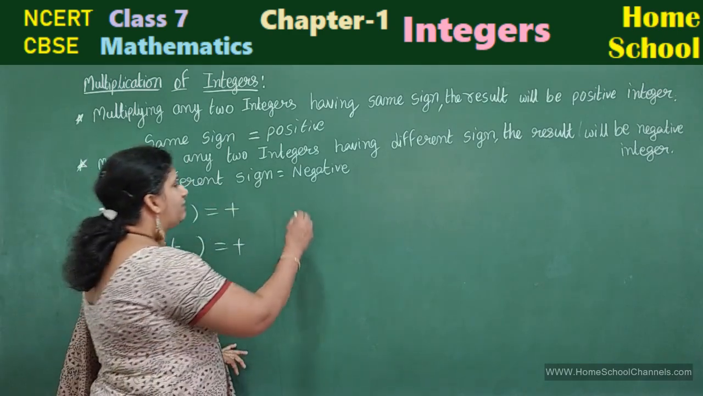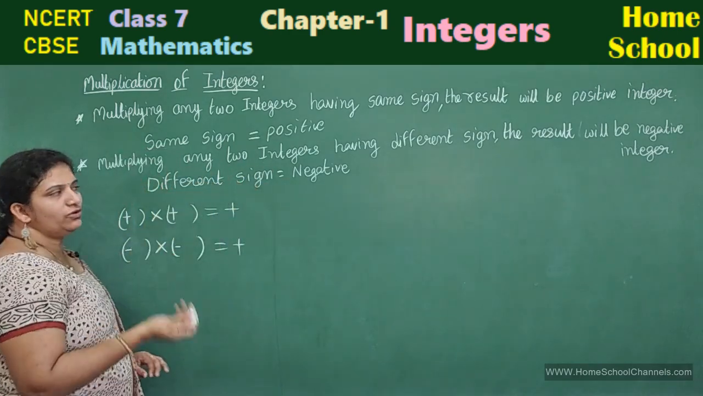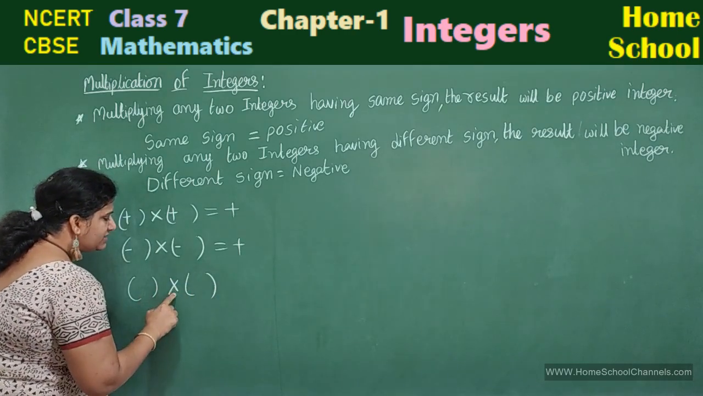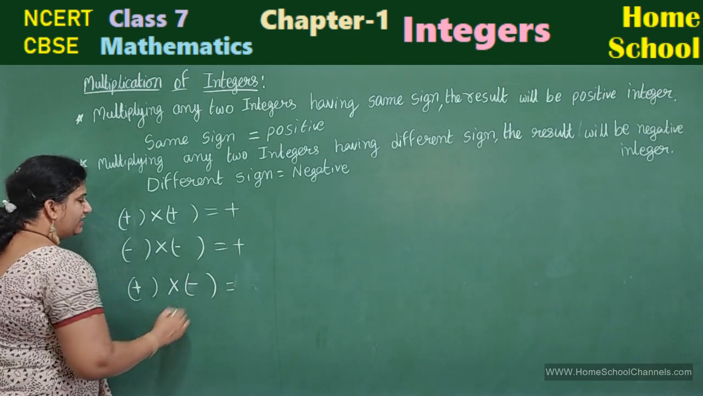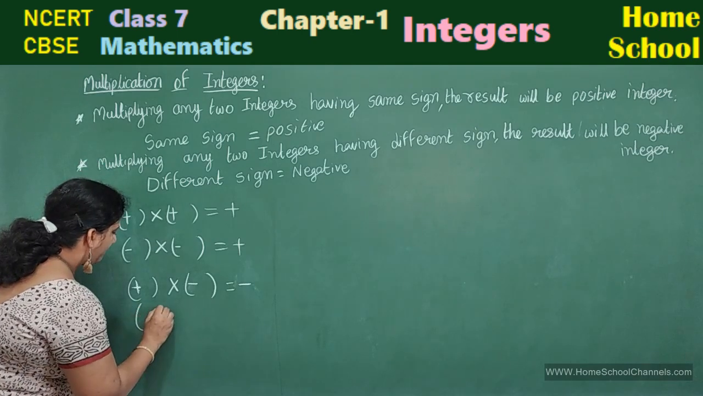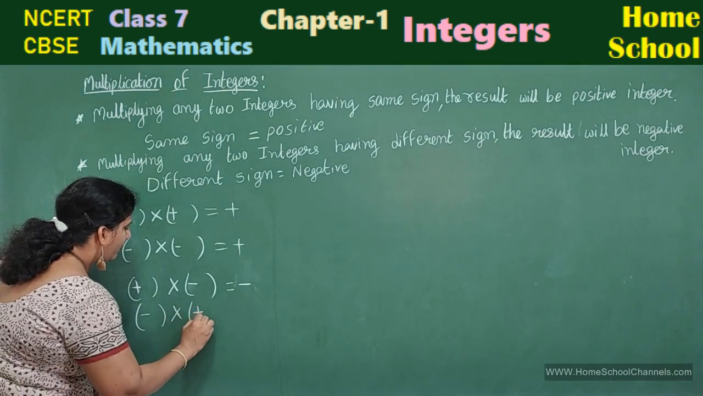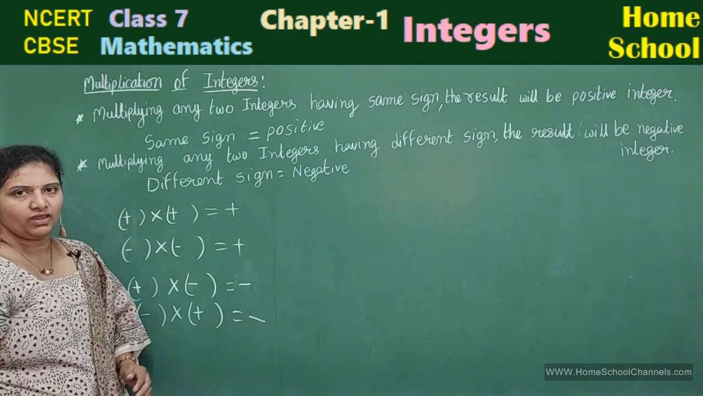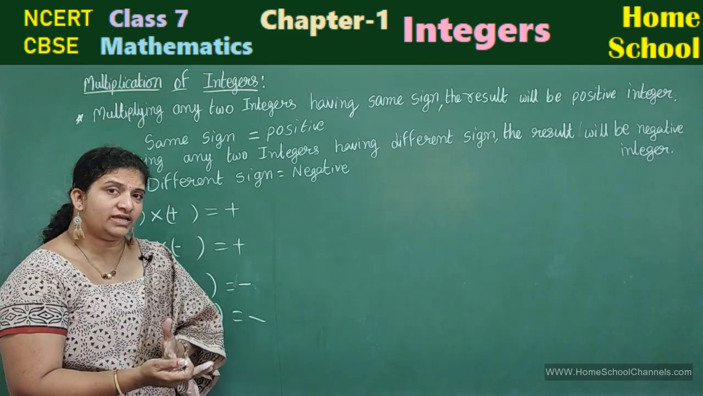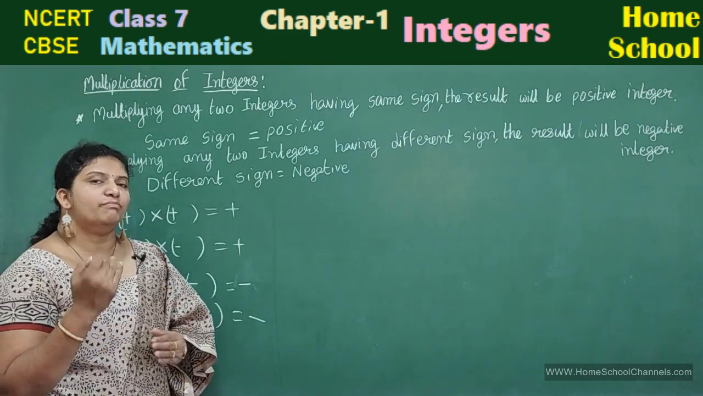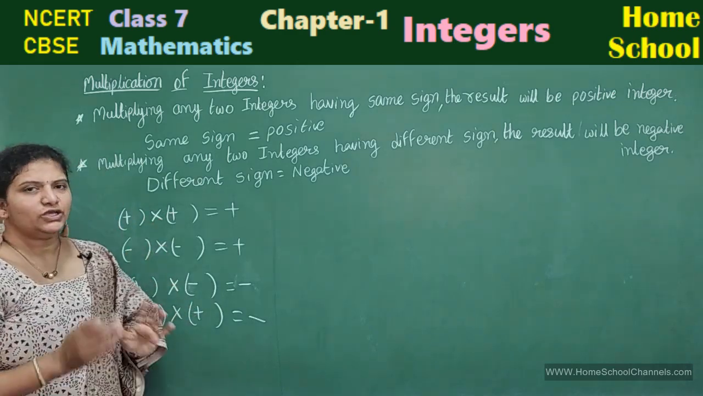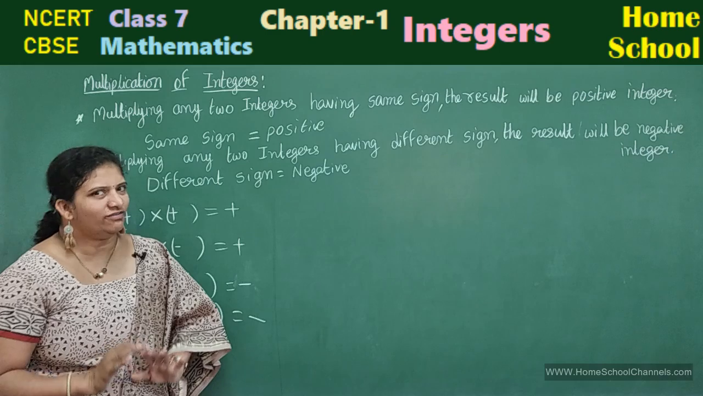Coming to your second step. What is your second step? Multiplying any two integers having different sign. That is, plus into minus. Multiplying with a different sign, it will be negative. And one more pair, minus into plus, it will be minus. Remember this again: plus into plus, plus; minus into minus, plus; plus into minus, minus; minus into plus, minus. If you remember these, you will never make a mistake in your multiplication of integers.